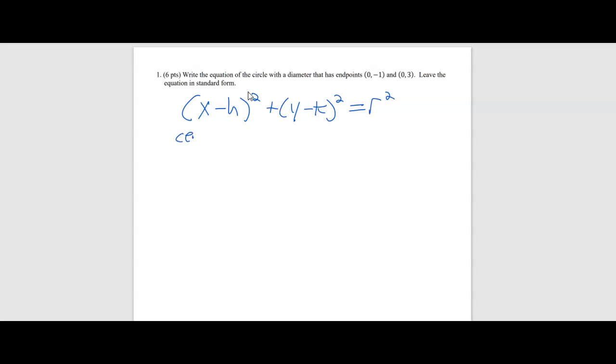So we have the center being (h, k), and the radius being r. And what we're given is this information, (0, -1) and (0, 3). These are the endpoints of a diameter. So the circle goes around these, and let me see if I can sketch, not too bad.